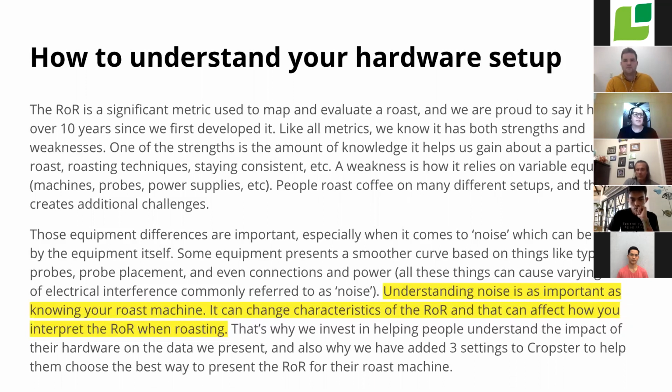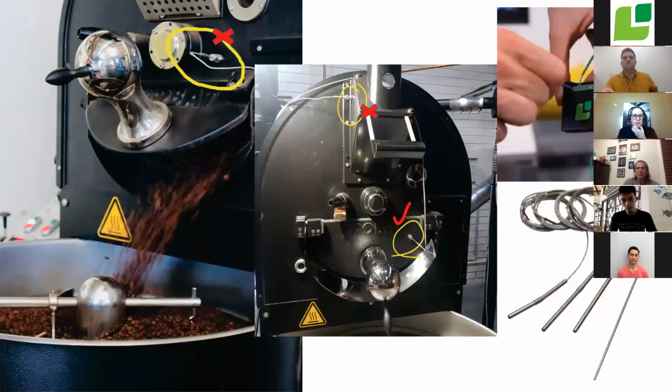The next slide was just an example of things that will influence our feedback in our software. Definitely probe placement is really important. You'll see here on the left, where the cross is, I've got a bean probe that's been put up too high in the drum. In the middle picture, I've got an exhaust probe on the left, with the cross, that has been put in the wrong spot. But the bean probe is in an ideal spot.